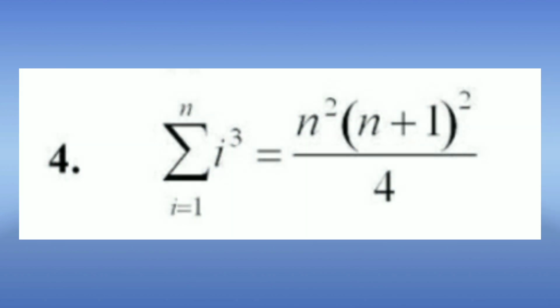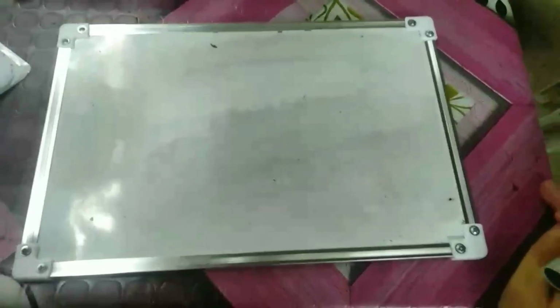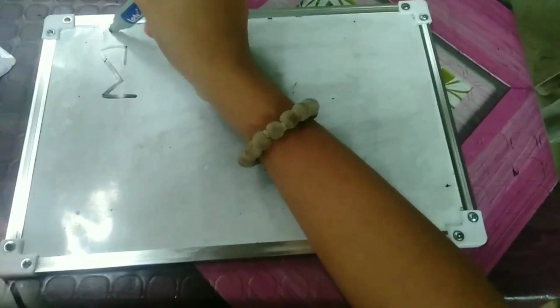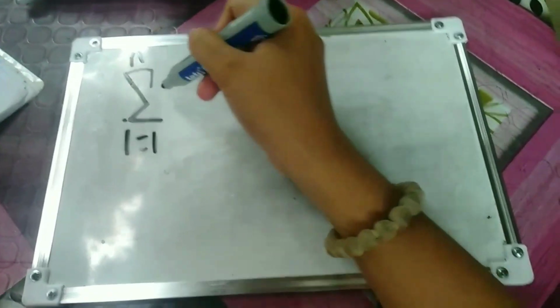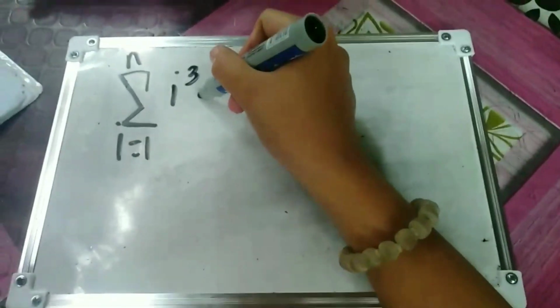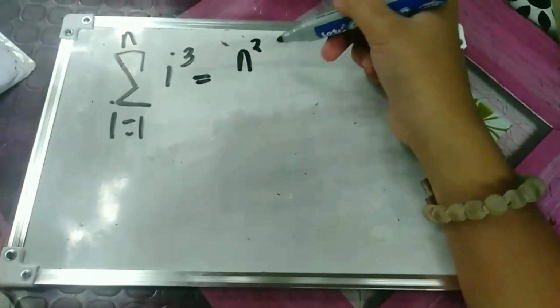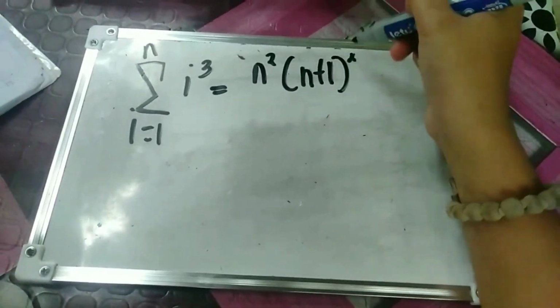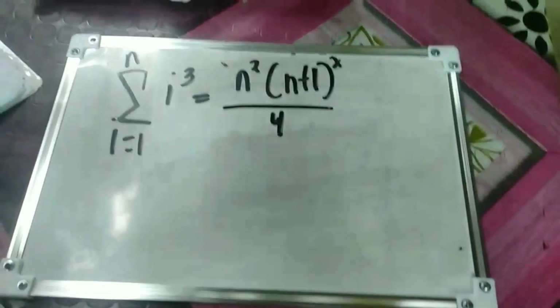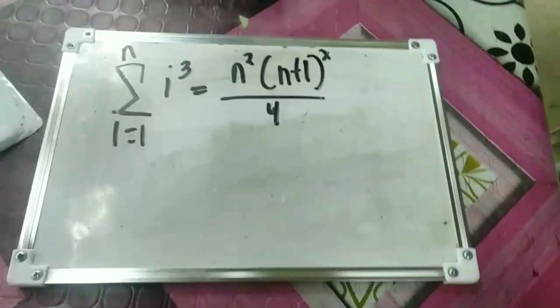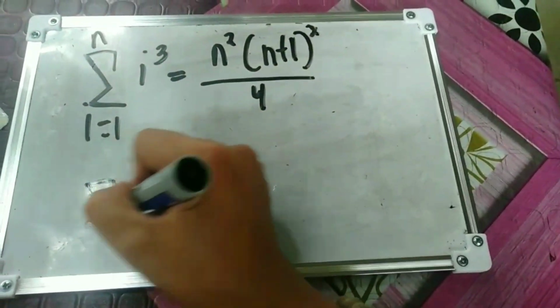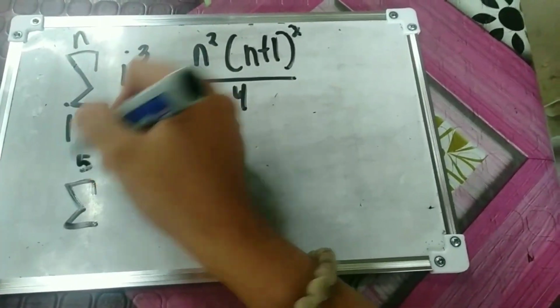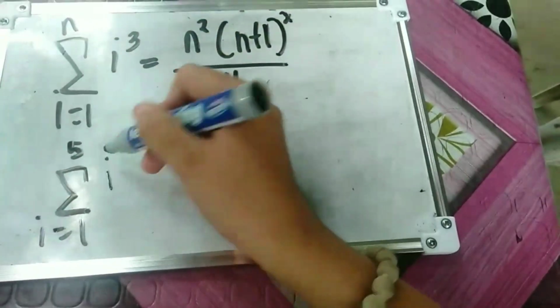So our last formula is summation from i equals 1 to n of i to the third power equals n raised to 2 times n plus 1 raised to 2, divided by 4. So the last formula is this. Kanina 2, ngayon 3 naman. So yun ang ating formula. Try with the given number. Summation na ating n ay 5, i equals 1 and i raised to 3.